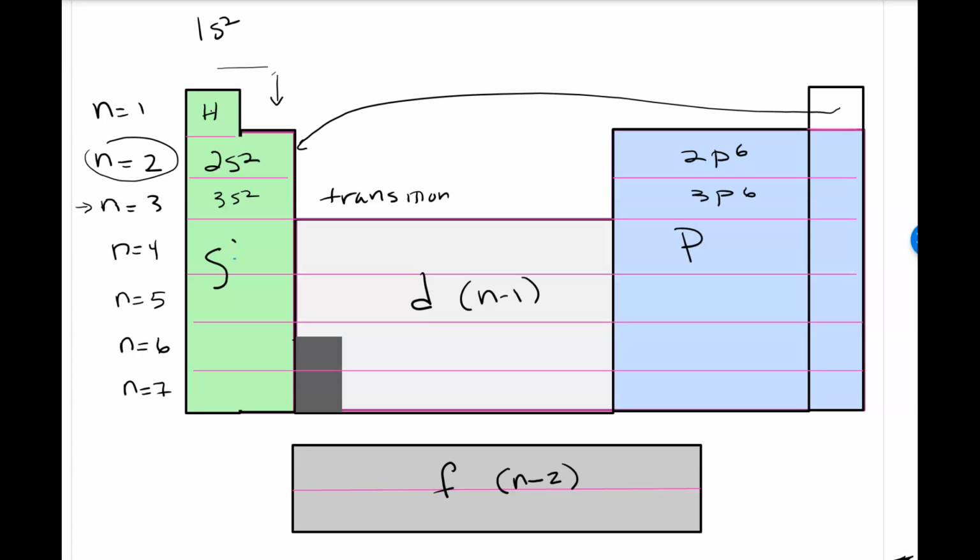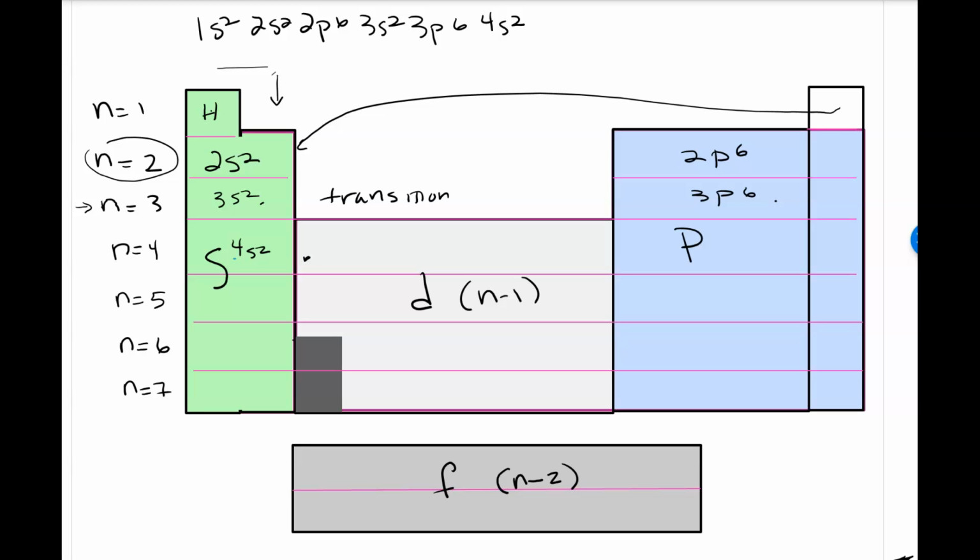When I get to period number 4, I have 4s2 electrons. And let me write these down as I go. So I got 1s2, 2s2, 2p6. Then I go here, I've got 3s2, then I go here, 3p6, go down a row, 4s2. Now I get to the transition metals here.